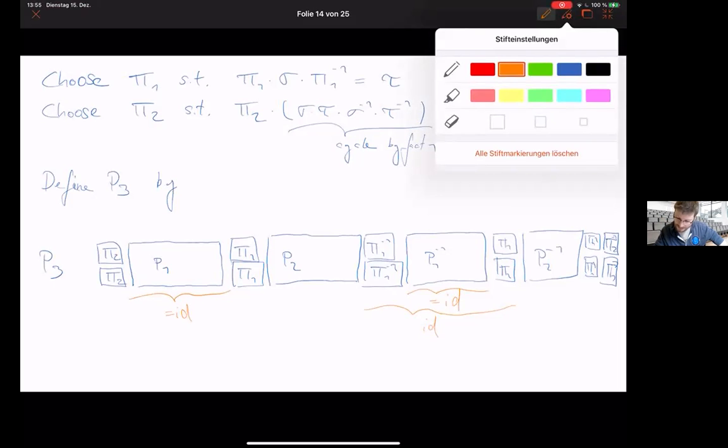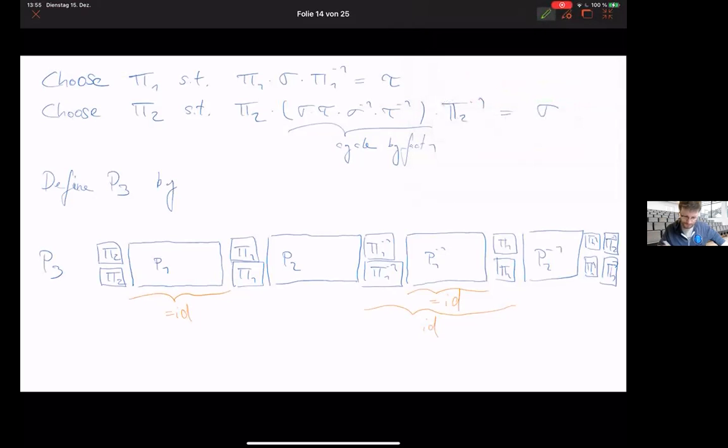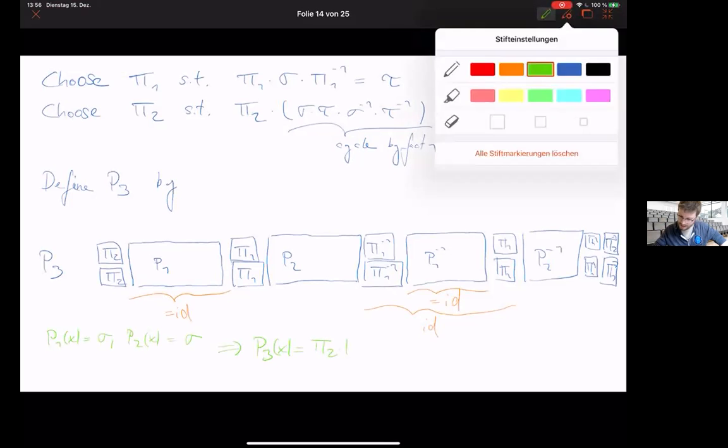So the interesting case happens if P1 of x equals sigma and P2 of x equals sigma. In that case, I can just write down what P3 is. P3 of x is now pi 2 times P1 of x.